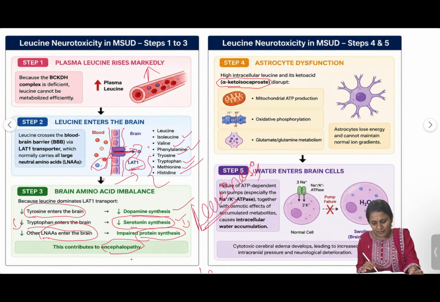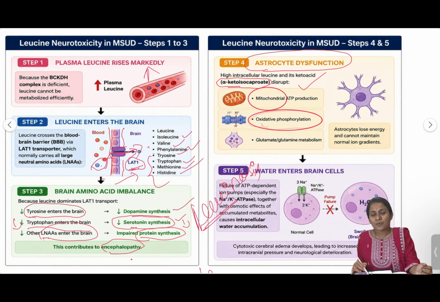How does it cause encephalopathy? I told you, alpha keto isocaproate causes disruption of the mitochondria. Because mitochondria is the powerhouse of the cell, it produces ATP. What is happening? There is astrocyte dysfunction. It also inhibits oxidative phosphorylation, which is required for ATP synthesis, and it also disrupts glutamine metabolism. So there is astrocyte dysfunction.